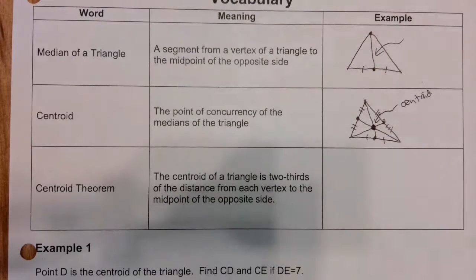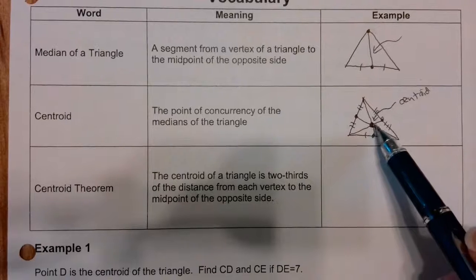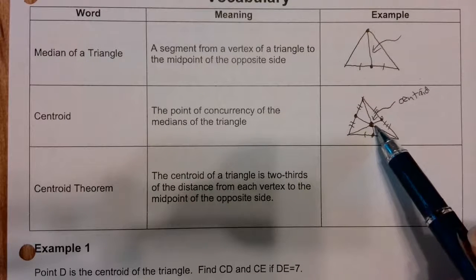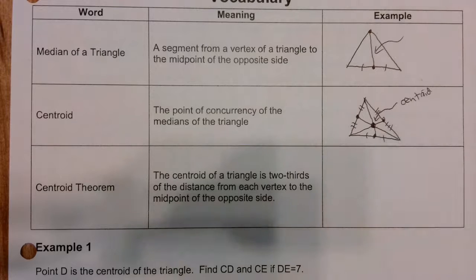The centroid kind of sounds like center, and in fact it is. It's the center of balance. So if we were to cut this triangle out, this spot right here, the centroid, would be where the triangle would balance. Let's say you balanced it on the end of a pen or a pencil. That's the point that you would use to get a perfect balance.